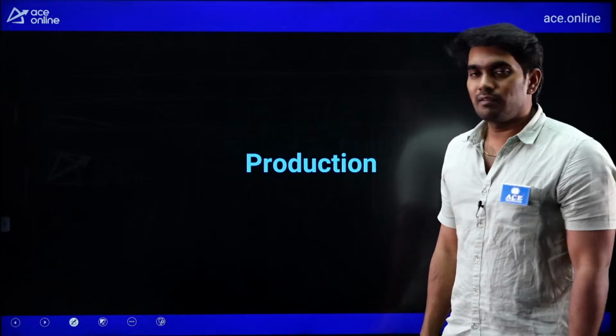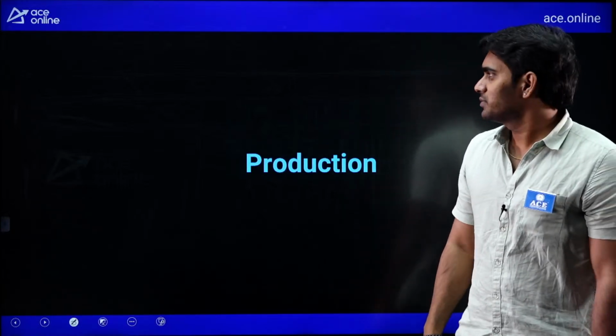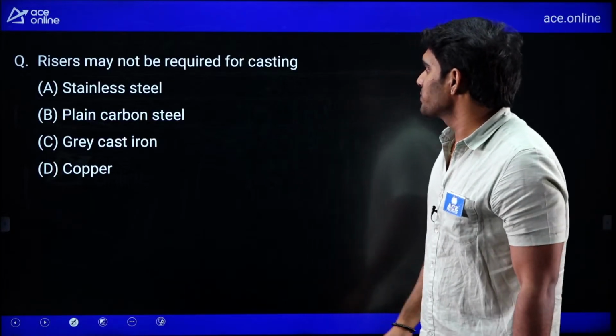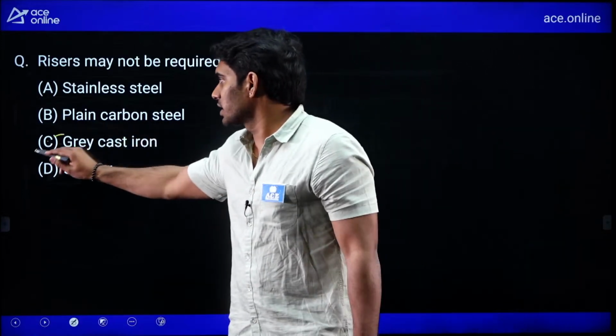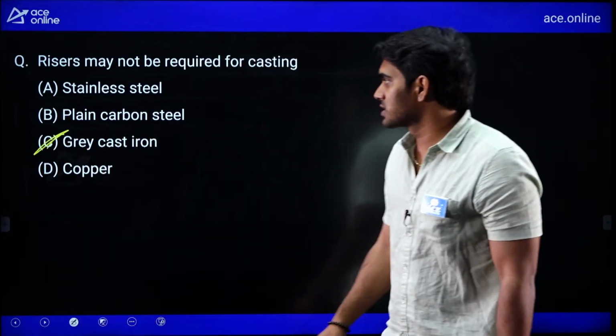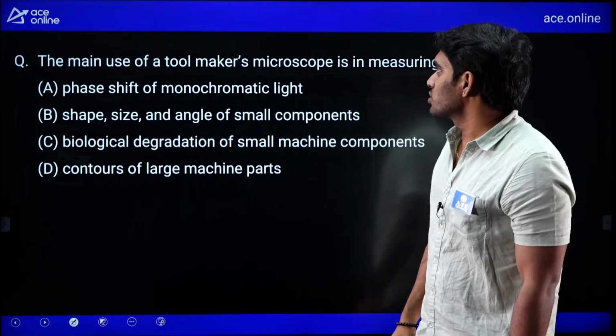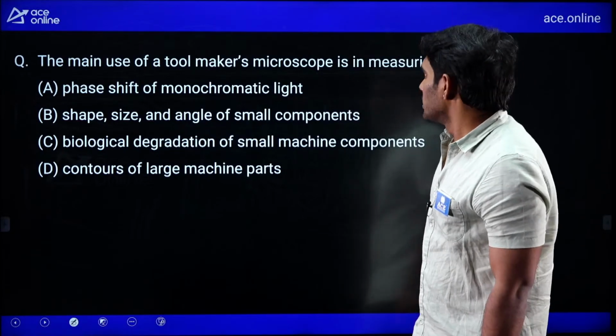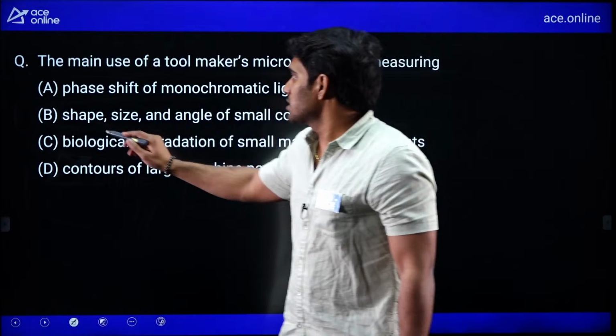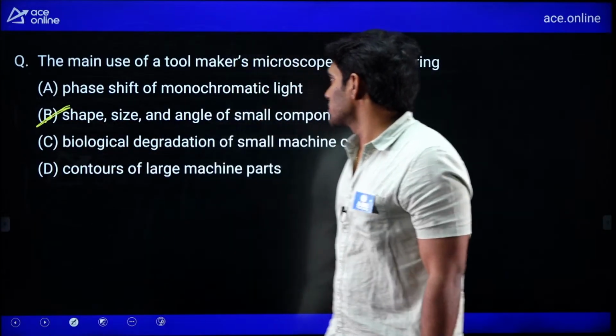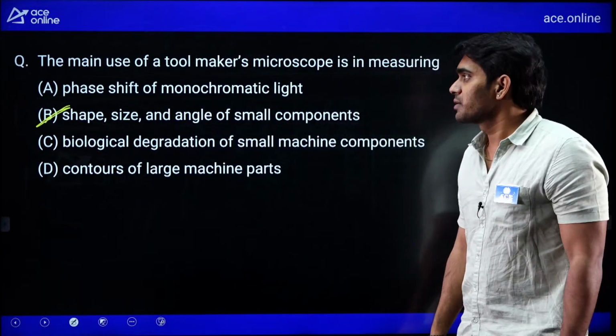Now let's see the questions from production. Risers may not be required for casting grey cast iron. So the answer for this is C. The main use of tool maker's microscope is in measuring. So here the answer for this is shape, size and angle of small components.